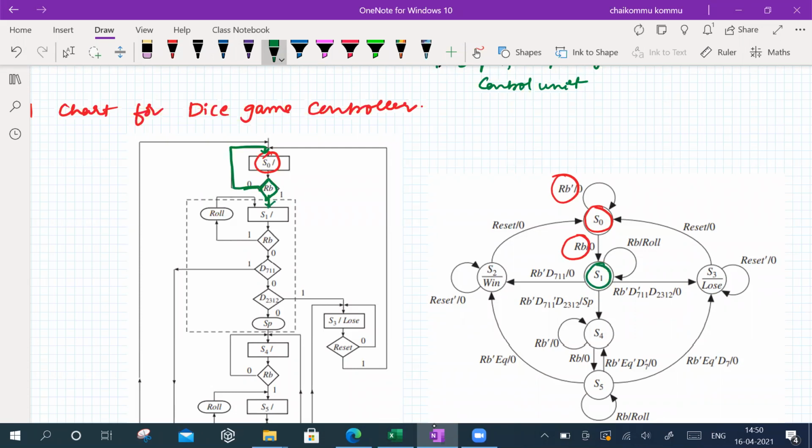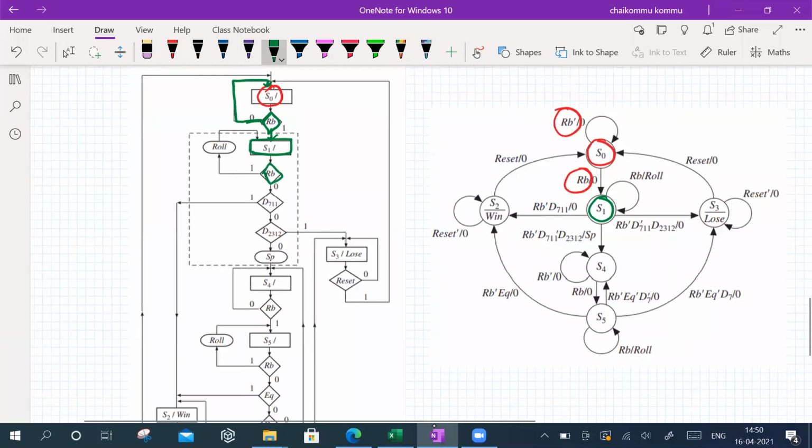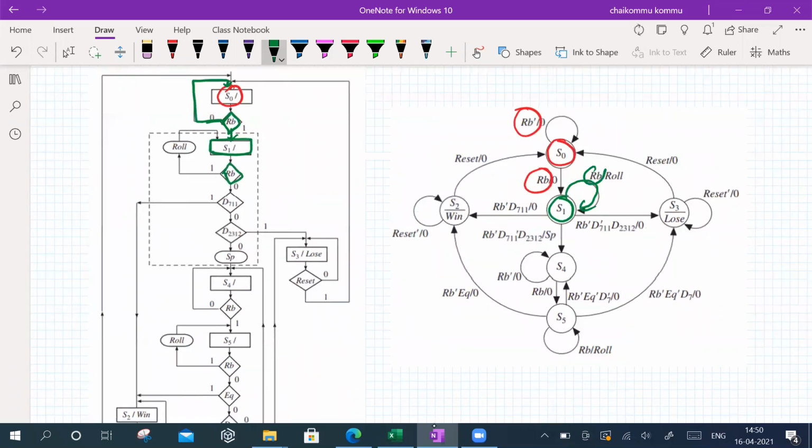So if you are in the S1 state, now what do we have to do? We have to check for RB as well as D7, 11 and all of these things. If RB is there, you must stay in the same state. That gives 1, 2, 3, and 4 combinations, and for all these four combinations it is RB dash. That means in S1, we need to check based on RB dash also. And one more thing is whether D7 and 11 is there or not.